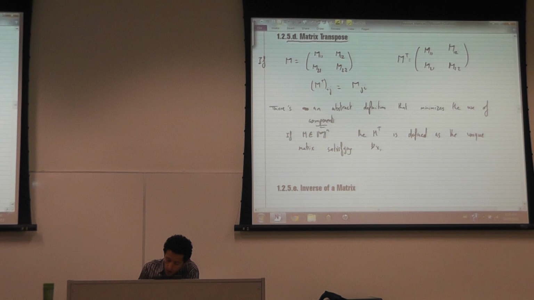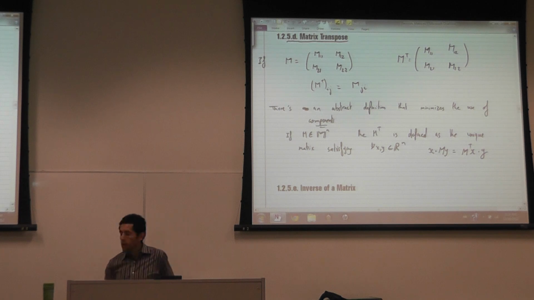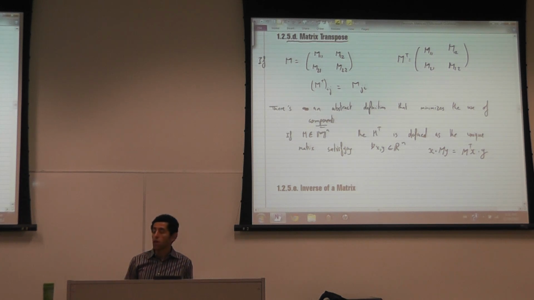for every x and y in Rn, when I take Mx dot y, it's the same as taking x dot M transpose y. There's another matrix, when I multiply it by y and take the dot product with x, it is equal to when I multiply x with the dot product of My. This matrix is actually the transpose of M.